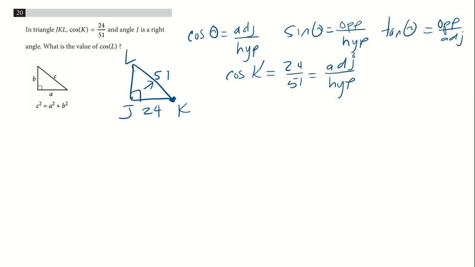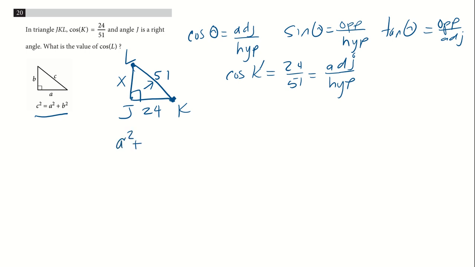Now you might be like, okay, this is great, but I need the cosine of L. And to get the cosine of L, that means that I need the adjacent side, which I don't have. But we can find that. Let's go ahead and find that x, okay? So what I'm going to do is use the Pythagorean theorem, which is what I had from a previous formula, to solve for x, okay?